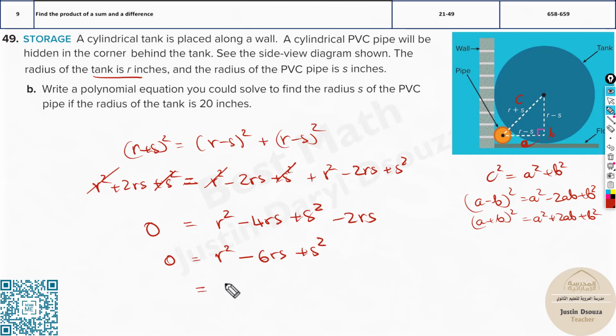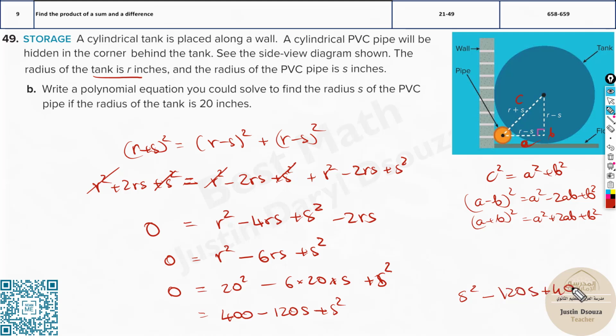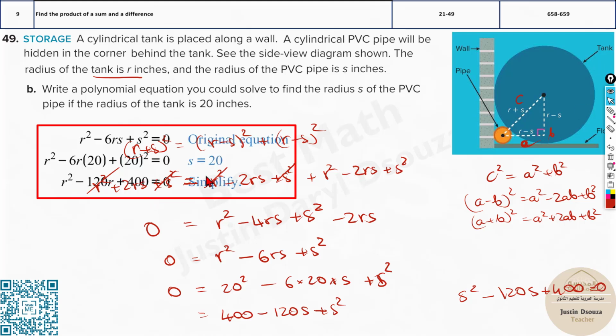So here you just substitute R to be 20: 20 squared minus 6 times 20 times S plus S squared. Now this is equal to 20 squared, which is 400, minus 6 times 20, which is minus 120 S, plus S squared. That is the answer. It can be written as S squared minus 120 S plus 400 equal to 0. Just substituting 20 over here, and that's the answer.